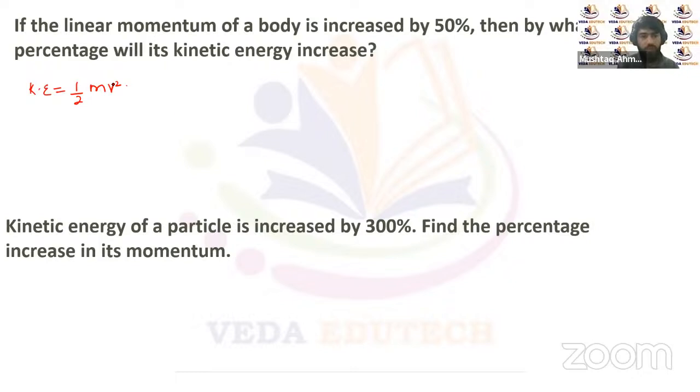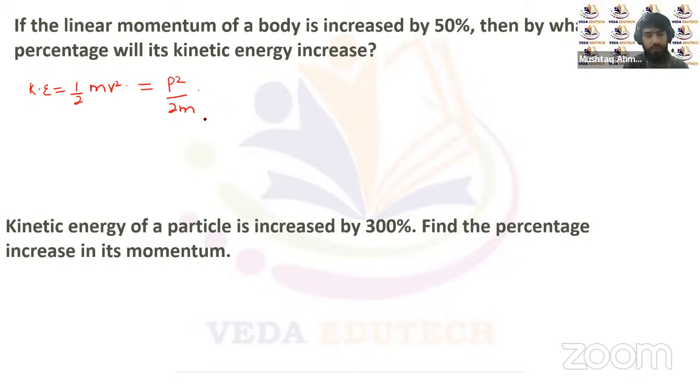We also discussed that kinetic energy can also be written as p square, momentum square, upon 2 times the mass of the body, right? Now let's apply this equation to try to solve these questions, one by one. So the first question is: if the linear momentum of a body is increased by 50%, then by what percentage will its kinetic energy increase? So we have to find the increase in the kinetic energy.